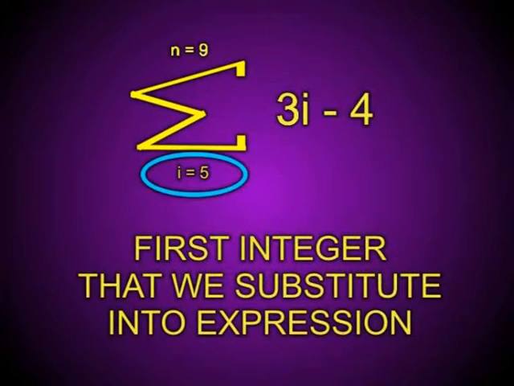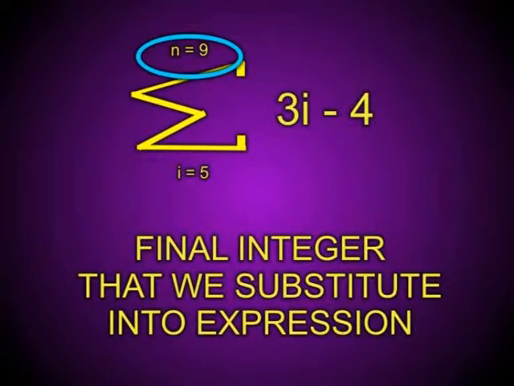At the bottom, the i or the j or x or variable equals to, that's the first value, the first integer that we substitute into our expression to get our first term. At the top of sigma, the n denotes at what point we stop, or at what integer substitution we stop. Let us look at an example to illustrate.